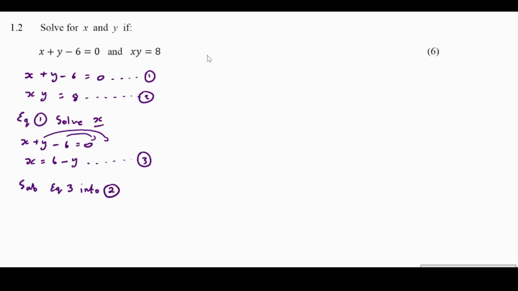Equation number 2, let me use the space here. Equation number 2 is given by xy is equal to 8. So where I see x, I'm going to replace it by 6 minus y. So here I'll have 6 minus y, multiply that by y, it is equal to 8. When you remove the brackets, you're going to have 6y minus y squared. Take 8 into the left side, it becomes negative. This is equal to 0.